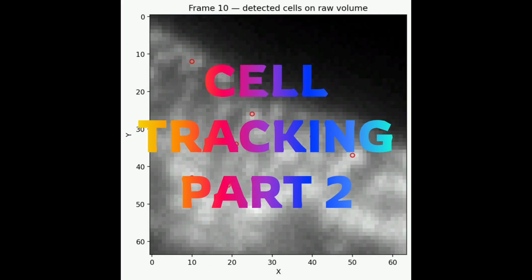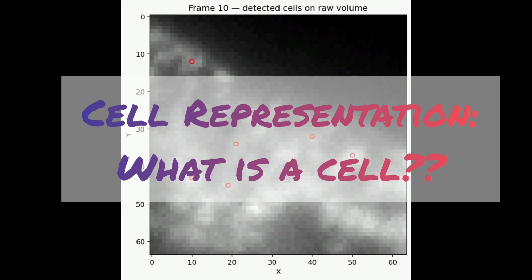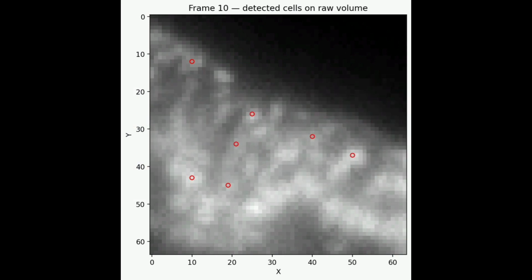But finding where the cell is only half the problem. To understand how we track a cell, we also need to understand what the model thinks a cell looks like, right? So what exactly represents a cell? Before that, I want to clarify something in our last video.